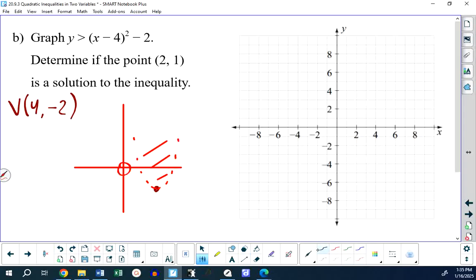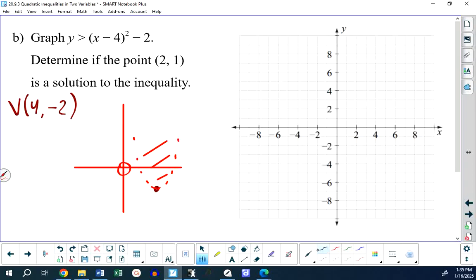Choose (0, 0) as a test point. Put 0 in for x, 0 in for y. You will discover that you will get 0 is greater than 14. And 0 is not greater than 14, so it's not a surviving point. So this is the sketch.